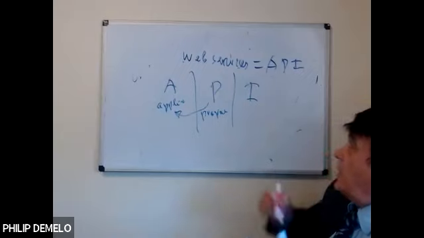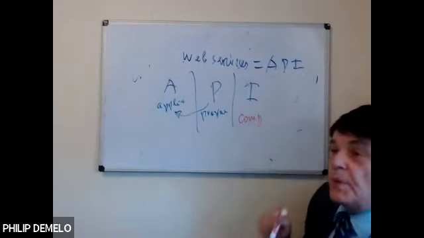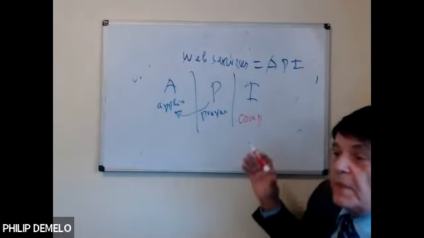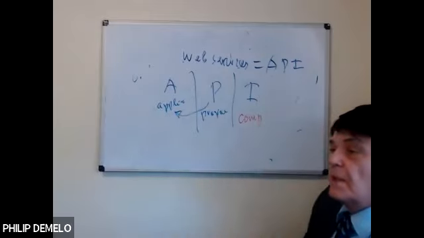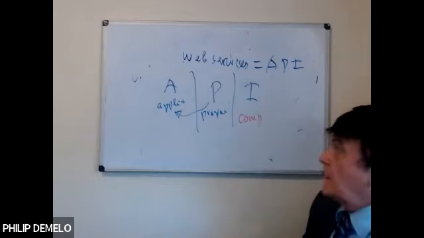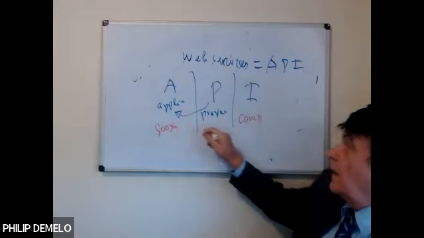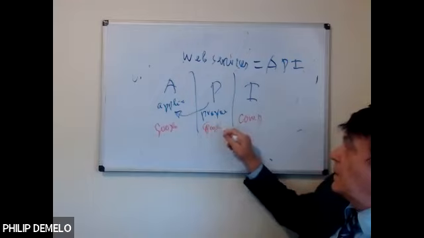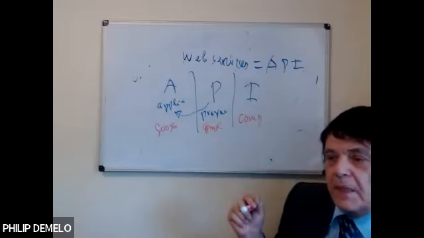Why did I put here in red marker computer? Because it belongs to me. The interface in this case belongs to me because the request came from my computer. But the application belongs to Google, and the programming part belongs to Google, which will run this application when my request comes through.